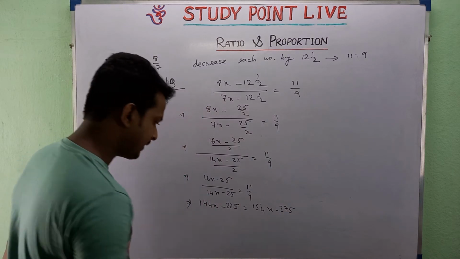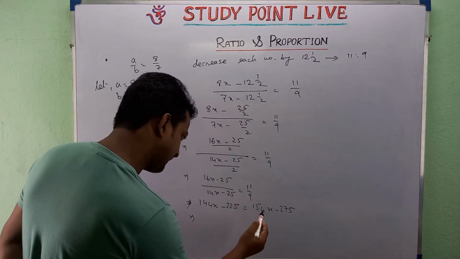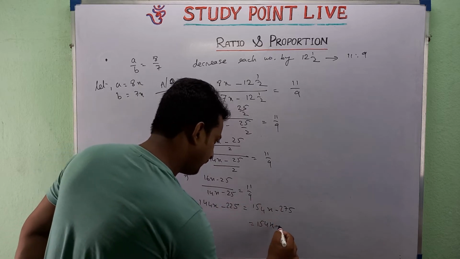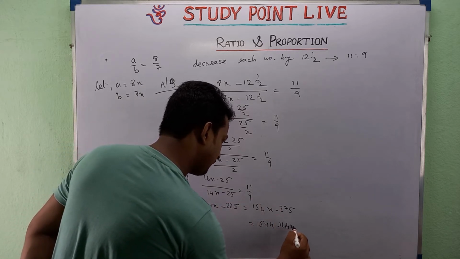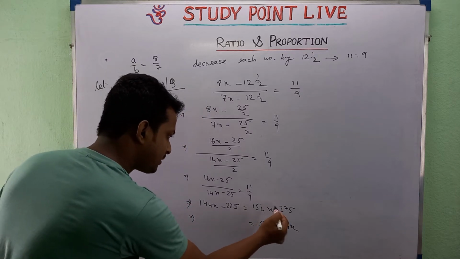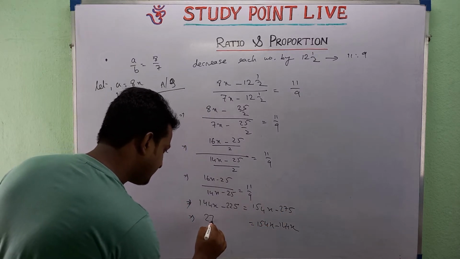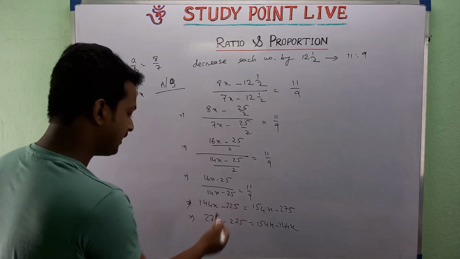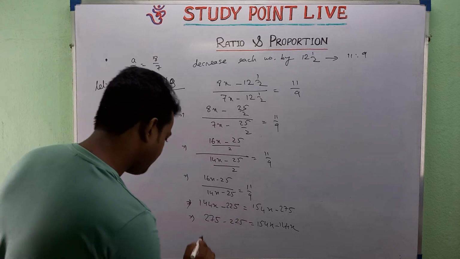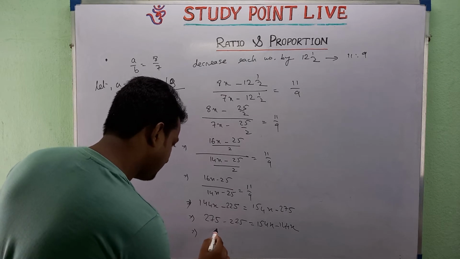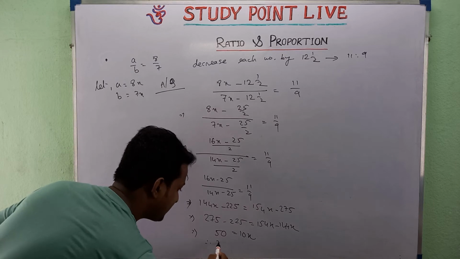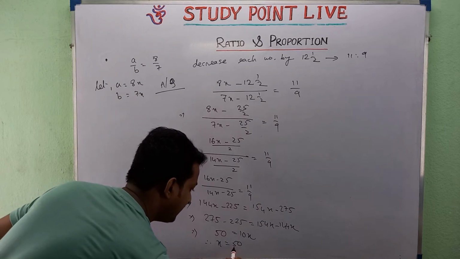Okay, now we can say that here it is 154x, and if it changes its side, it will become 144x. And here it was minus 275, so if it changes the side, it will become plus 275, and here initially it was 225. Now after calculation, it will become 50 = 10x. Therefore, you can say x = 50/10, that is 5.